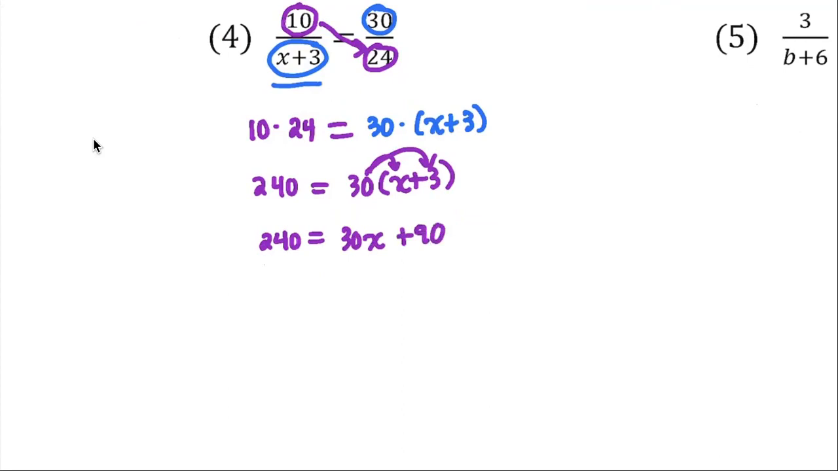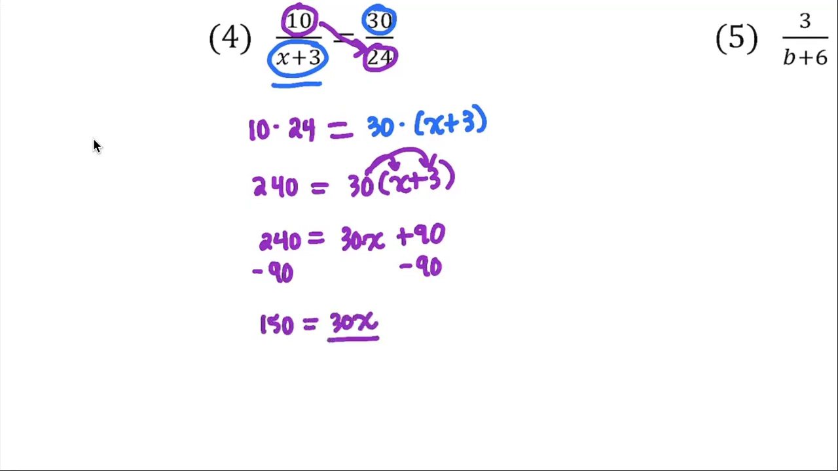And now continuing to solve, we want to get x alone. We right now are multiplying by 30 and adding 90. So we start by undoing the subtraction. If I take 240 minus 90, that's going to leave me with 150.